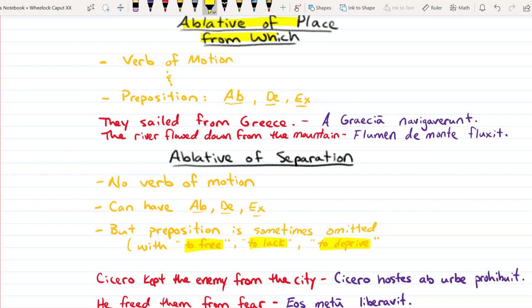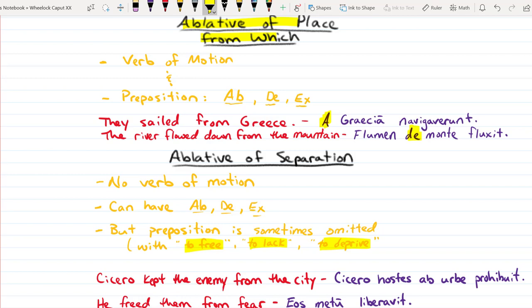So they sailed from Greece. They sailed away from Greece. We're going to have that, right? Graecia, and then they sailed away. We could also say something like the river flowed down from the mountain, and flumen de, down from the mountain flowed. So both of these are showing the ablative of the place from which.